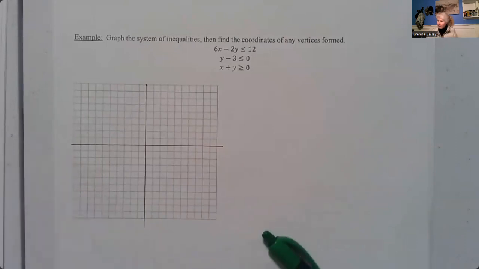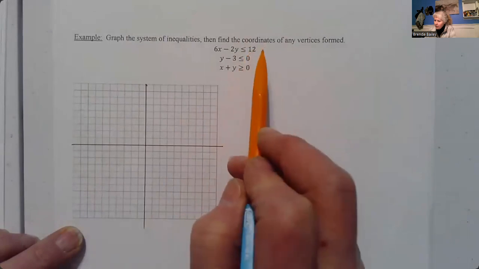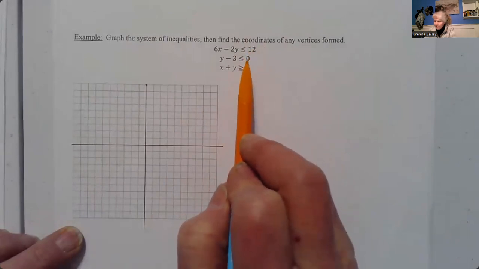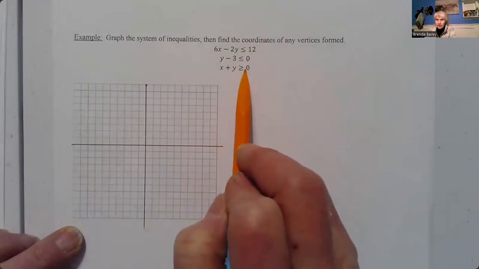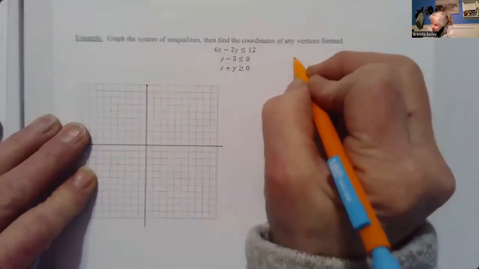But we're going to solve this first one for y and graph it. And we'll look at this next one and graph it. And then this one and graph it. And there's going to be a region that's bound between these, and we're going to shade in that region. Let's go ahead and go through it.